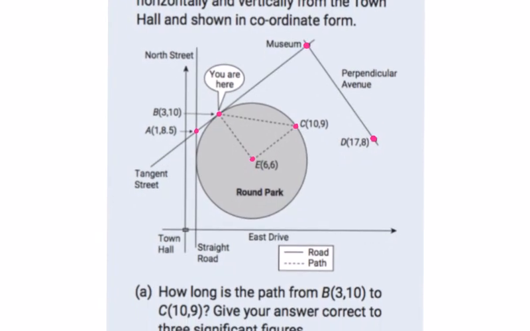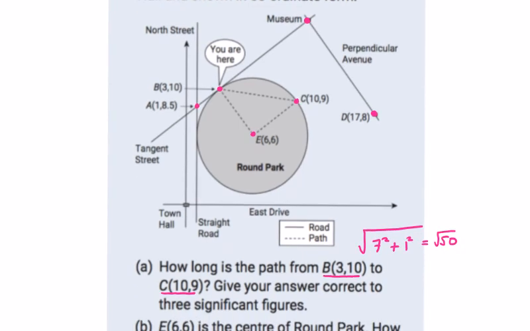So how long is the path from B to C? So we know that's Pythagoras. The square root of the change in x squared, from 10 to 3, will be 7, and the change in y squared is just 1. So that's going to be root 50. And I've asked for it to 3 significant figures, so type it into a calculator. Just over 7.071 are the first 3 significant figures, and that's in kilometers.